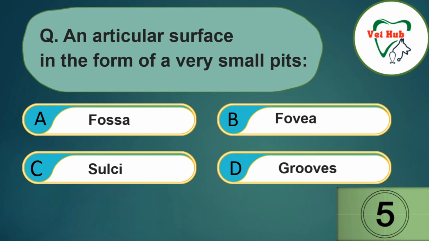And the next question is terminology. An articular surface in the form of very small pits. And the options are option number A, fossa, option number B, fovea, option number C, sulci, and option number D, grooves. And your time begins.